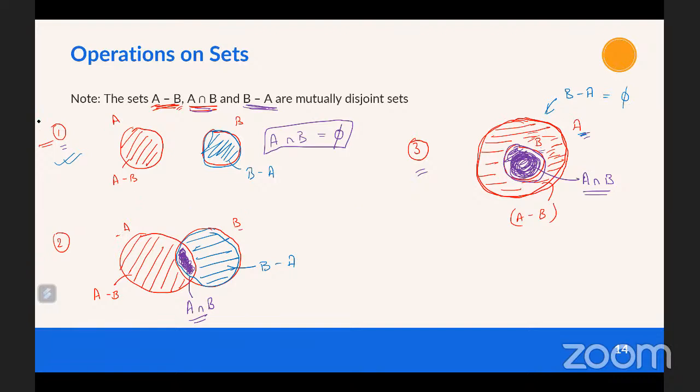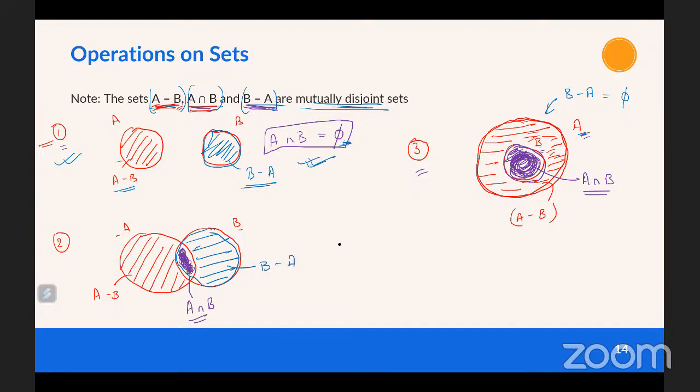Now, this note is saying that these three sets, A minus B, A intersection B, and B minus A are mutually disjoint. And what does mutually disjoint say? It says that there is no common element between these three sets, A minus B, A intersection B, and B minus A. You see, this is the set A minus B. This is the set B minus A, and there is no element in A intersection B. And you see, there is no overlap between these three sets. So they are mutually disjoint in this example.